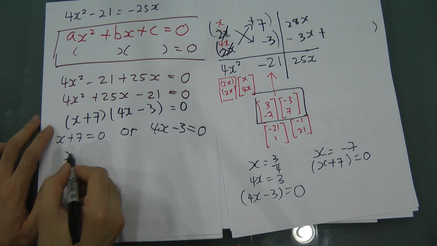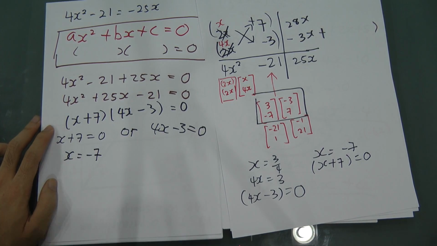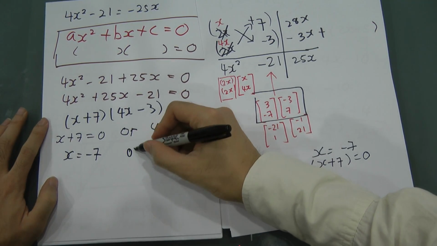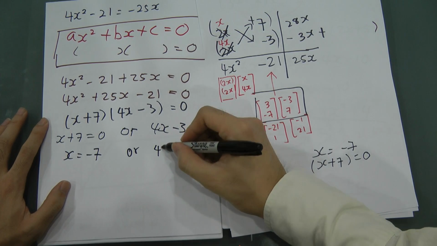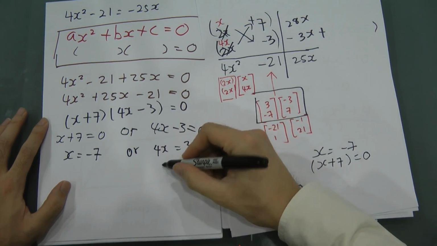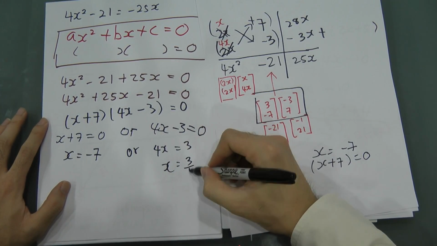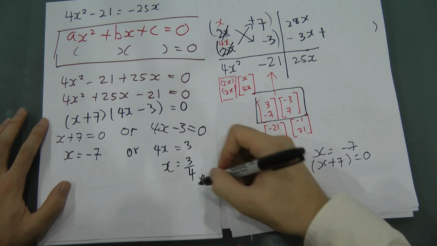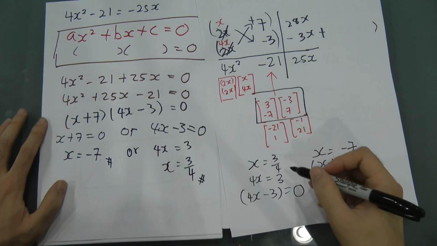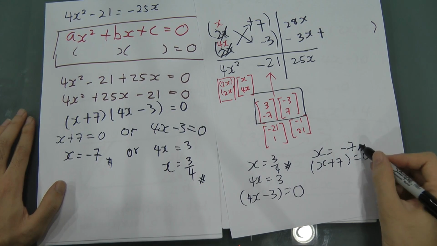So x will equal negative 7, or 4x will equal 3, and then x will equal 3 over 4. Do you see? Both of these answers are actually the same as the answer you press in the calculator.